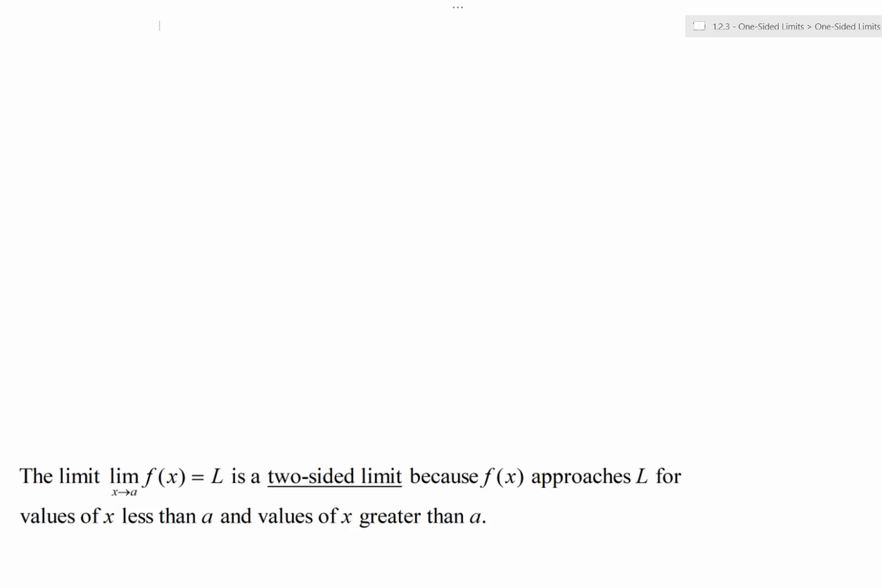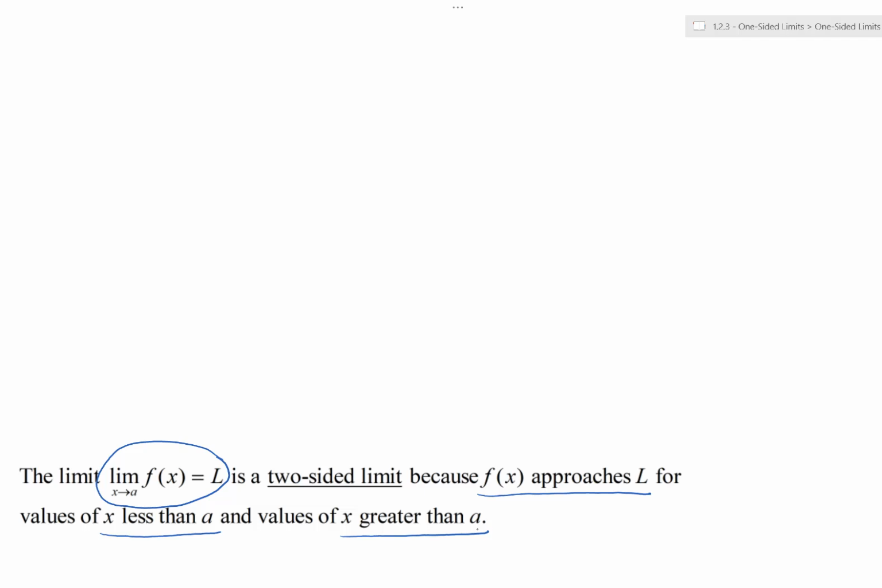We want to take note that when we write the limit as x goes to a of f of x is equal to L, that's actually a two-sided limit. That's because the function f of x approaches this real number L for values of x that are less than a and also values of x that are greater than a.